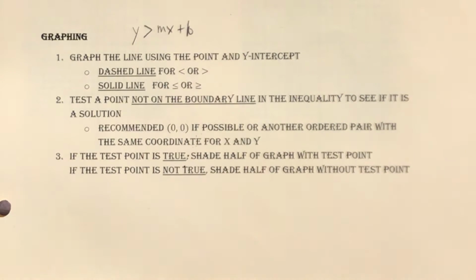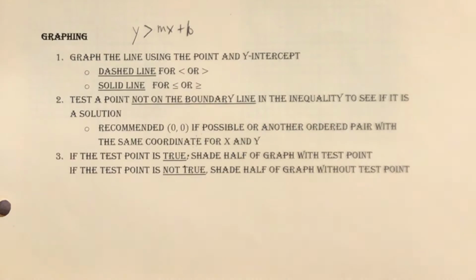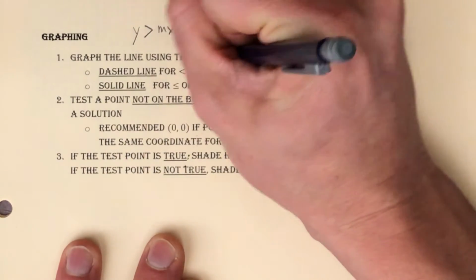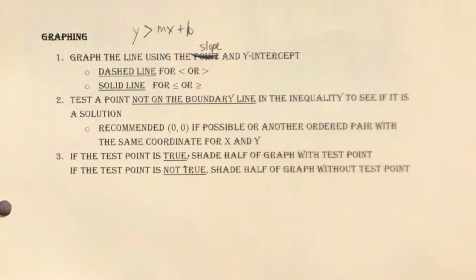All right, and how we graph this is really no different than we did before. We're going to use the y-intercept in order to graph it. We're going to graph that point first, and then we're going to use the slope. And so we have a little adjustment to make here. It says graph the line using the point in the y-intercept. That should be cross out point and write slope. So that should be graph the line using the slope and y-intercept.